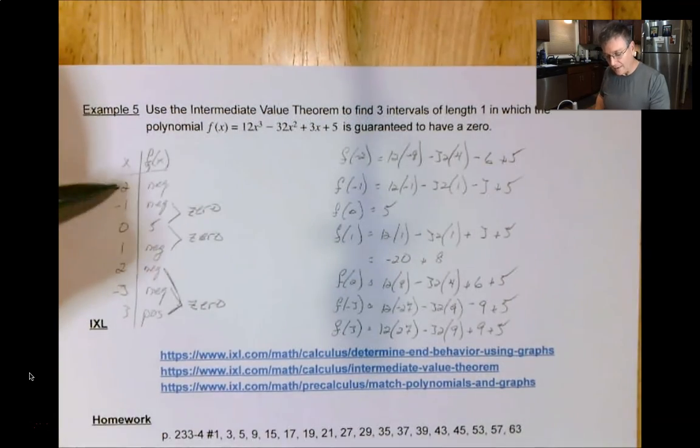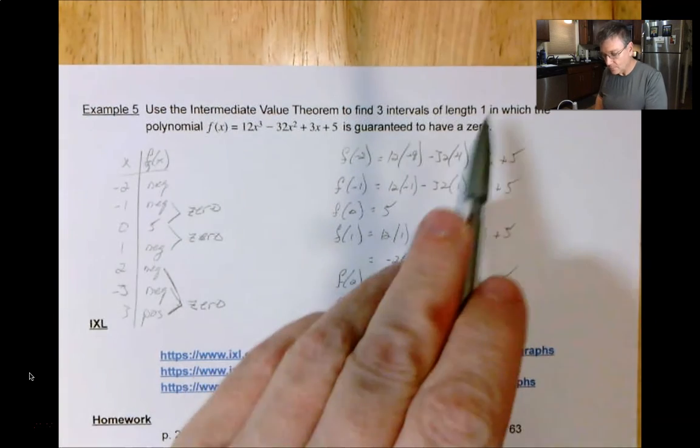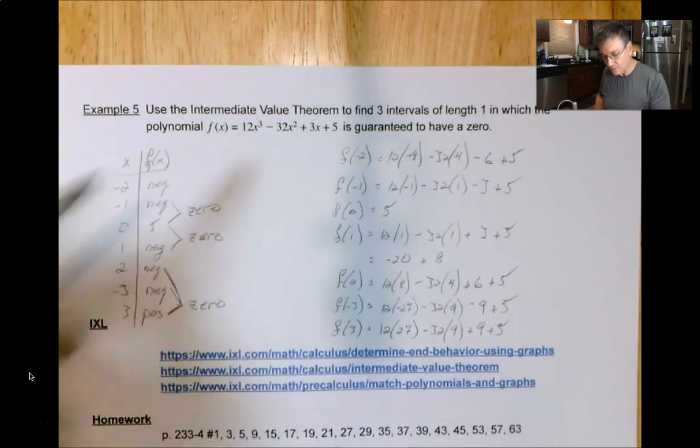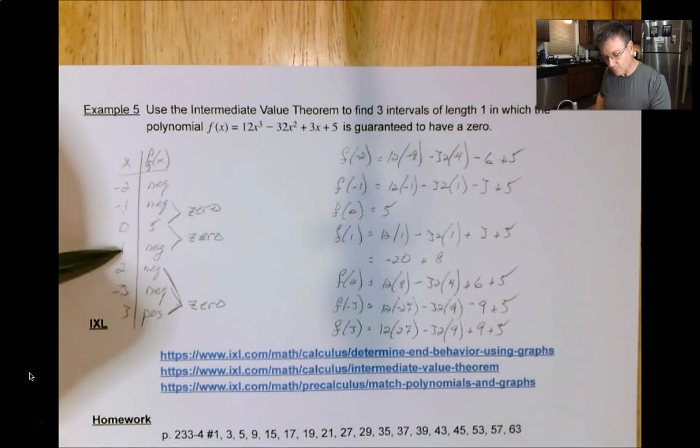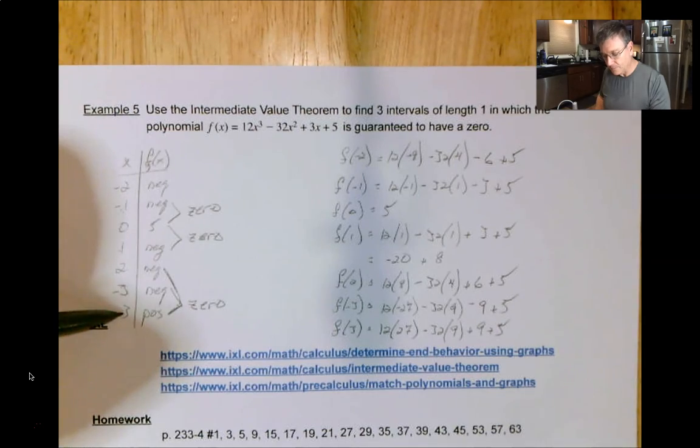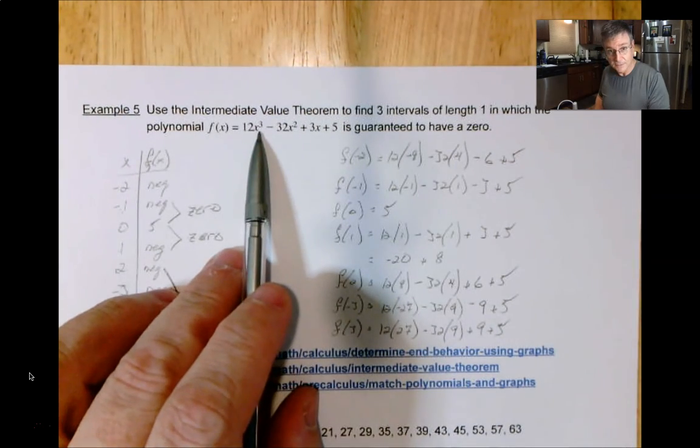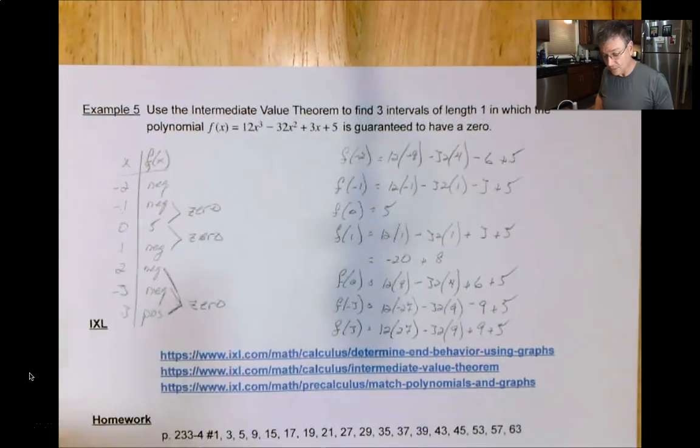Okay, so I went in 1 unit intervals, length of 1 unit intervals. I found a 0 between negative 1 and 0, between 0 and 1, and between positive 2 and positive 3. There are only 3 zeros in this function because it's cubic. So we found the intervals in which those 3 zeros occur. We could get a pretty good picture going forward.